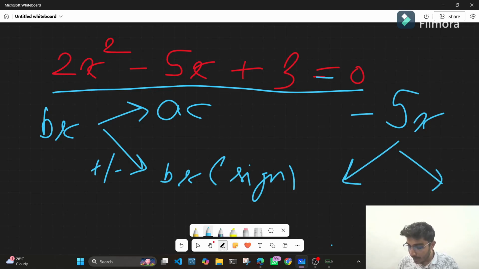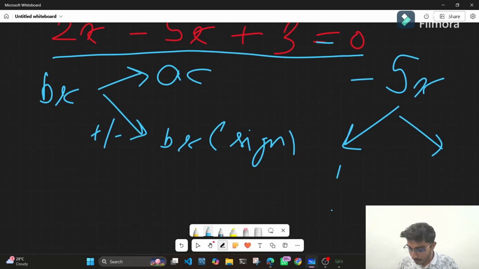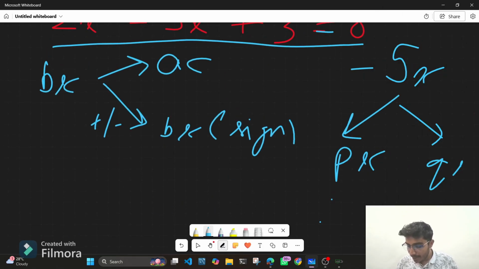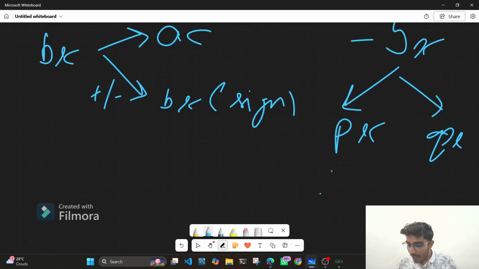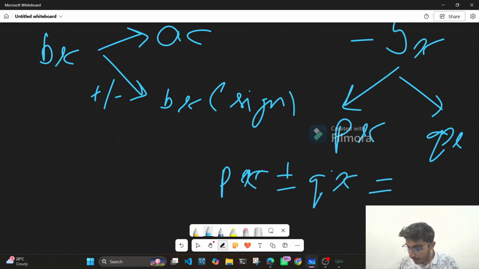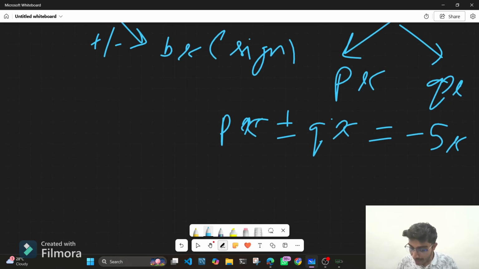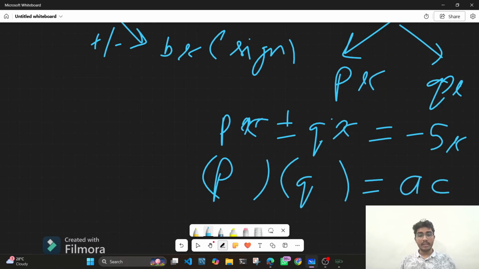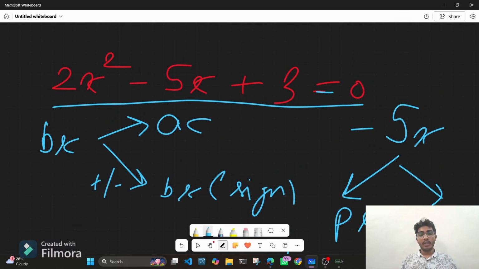So basically we need to split 5x into two values, let's say p of x and q of x. If we add or subtract, whatever operation we perform, p of x plus or minus q of x, we should get minus 5x. And if we multiply p and q, we should get a into c. So basically this is how we are going to perform the splitting of the middle term.